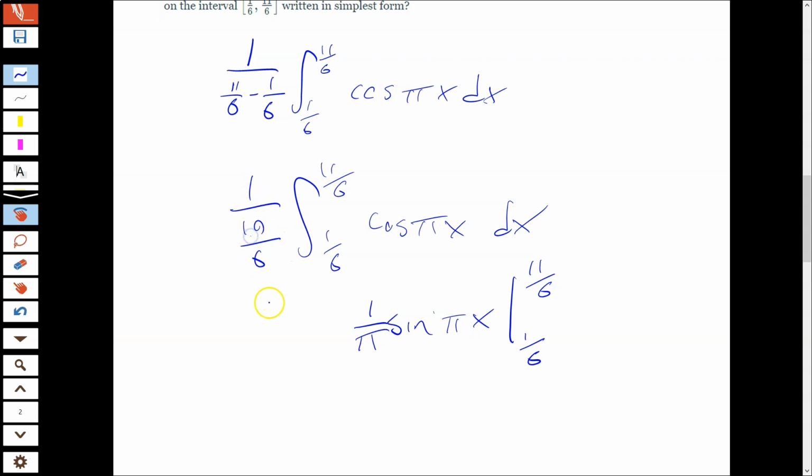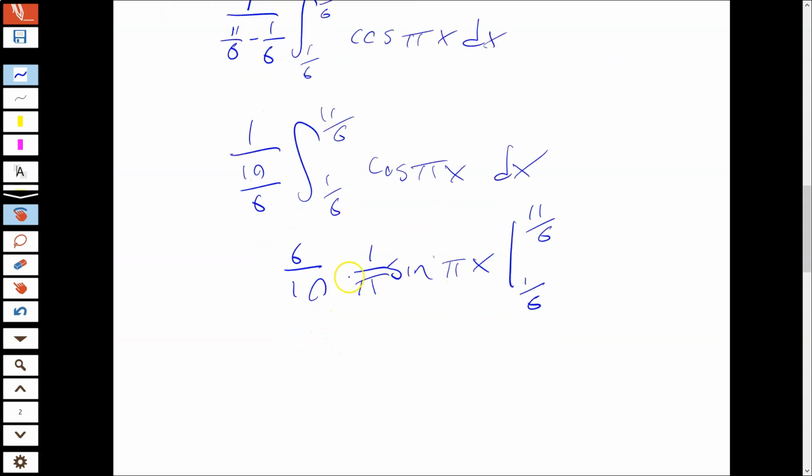So 1 divided by a fraction flips it. So 6 over 10. And then let's simplify this a little bit more. 6 over 10 is just 3/5. So up front I get 3/5 with pi on the bottom, because pi is on the bottom up here, right? And then sine of pi x. And then I'm plugging in these 2 things.